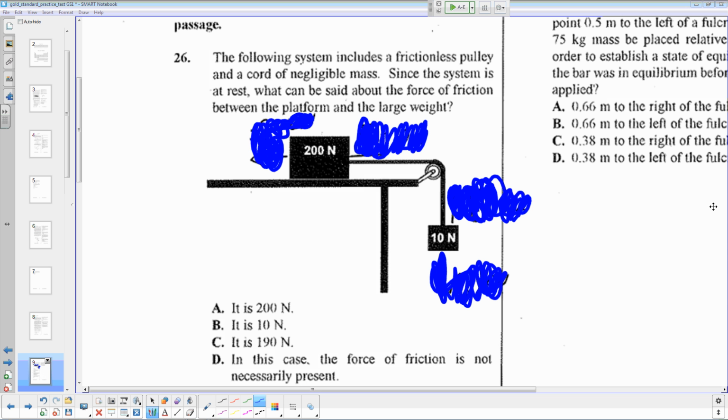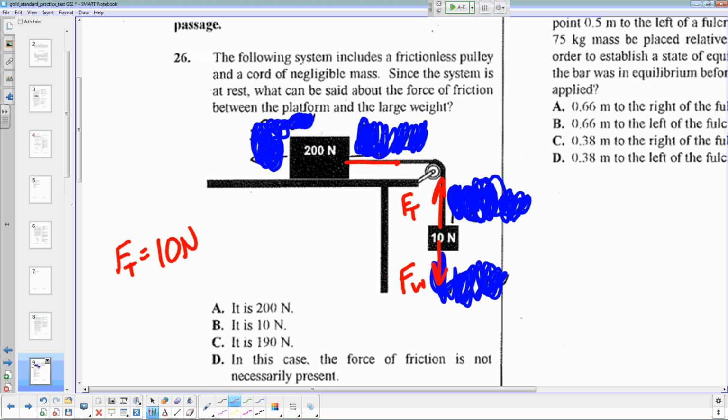B is the right answer. So look, I have forces acting here. I have the tension force. I have the weight here. So I know just from looking at this, if it's not accelerating, that the tension has to equal the weight, which is 10 newtons, right?